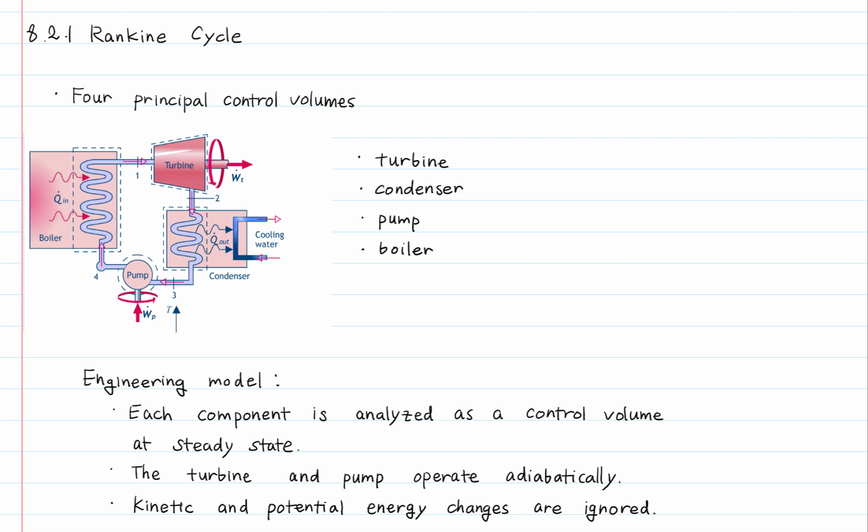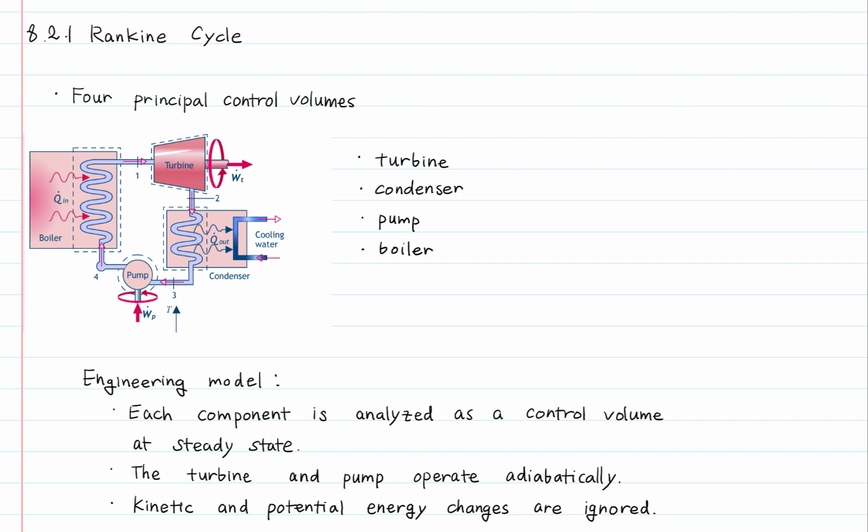8.2.1 Rankine Cycle. The Rankine cycle is the model for vapor power plants. It is the basic foundation for actual vapor power plants. The Rankine cycle consists of 4 steady flow devices, including a turbine, a condenser, a pump, and a boiler. Water is the most commonly used working fluid for the Rankine cycle.